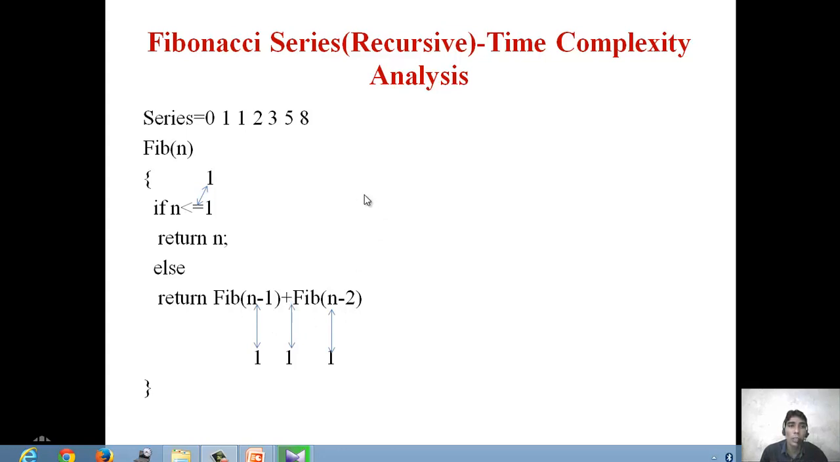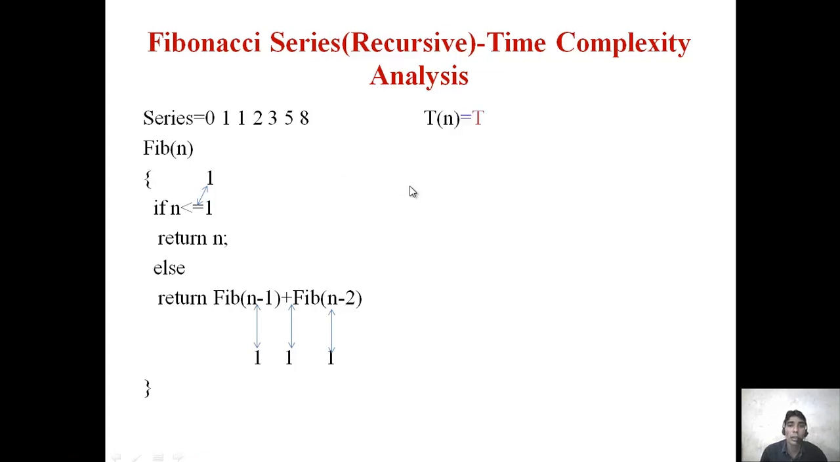Now the time complexity of this fib of n is T of n. T of n is equal to T of n minus 1 plus T of n minus 2 plus 4, where 4 operations are performed in this algorithm. Now T of 0 and T of 1 require 1 unit cost time, because in this condition it performs only one operation, the comparison.